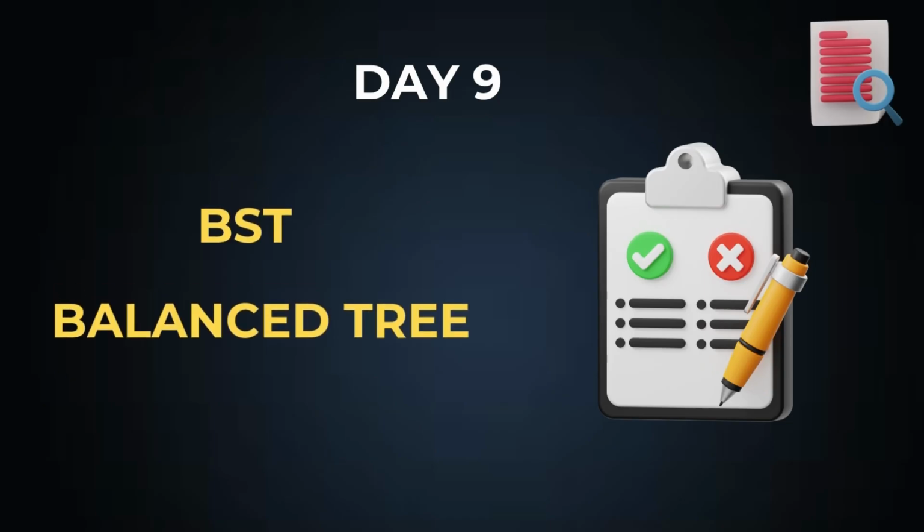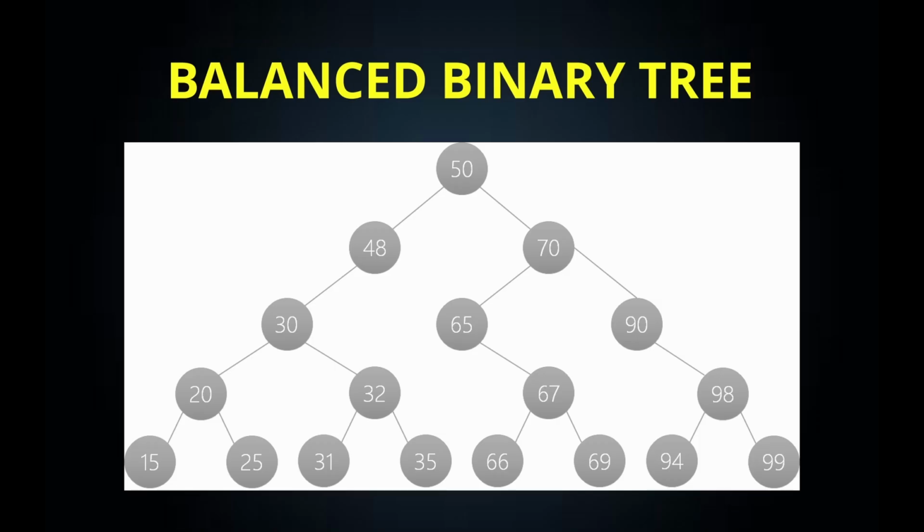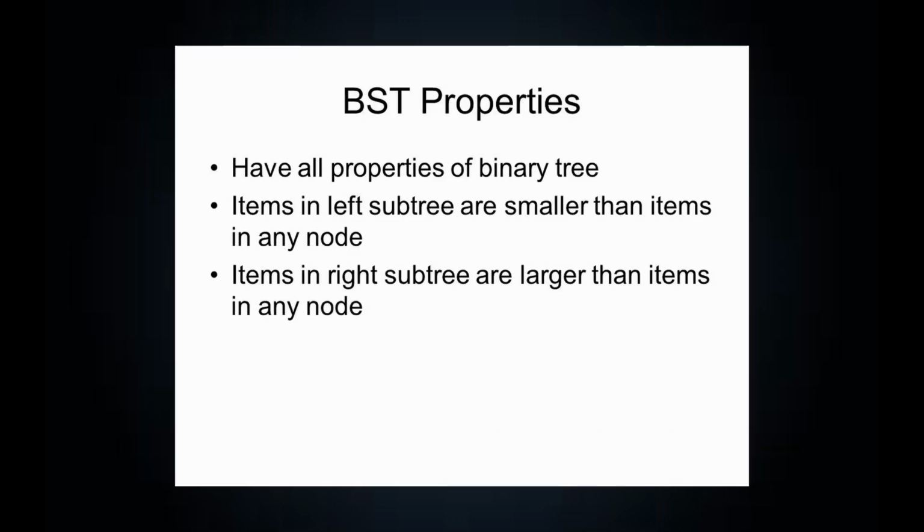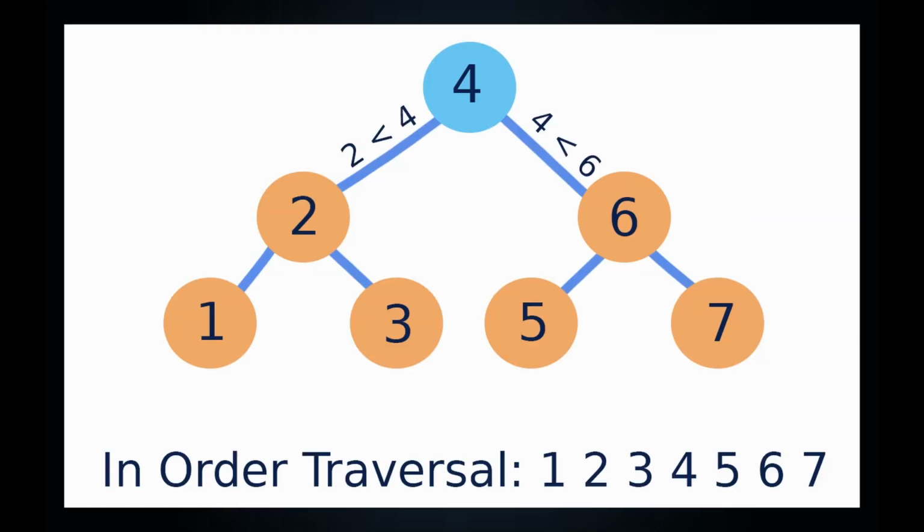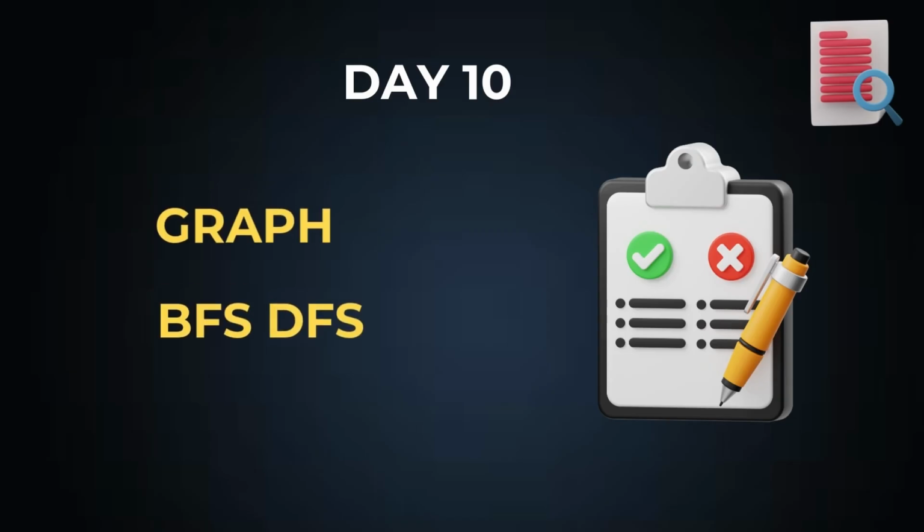Day 9 will be based on the binary search tree and balanced trees. A binary search tree is another type of binary tree with a property that a node with a value less than the root node will be present on the left hand side, whereas a node with a value greater than the root node will be on the right hand side. Most binary search tree problems are solved with the help of in-order traversal and keeping in mind the property that left nodes are smaller and right nodes are greater. Day 10, that is graph basics.